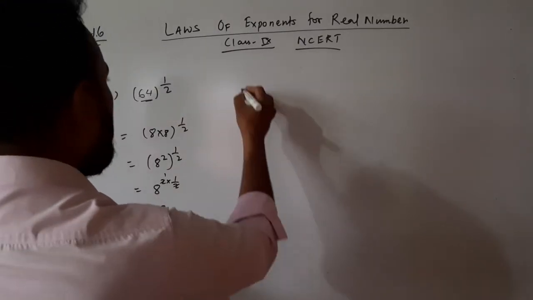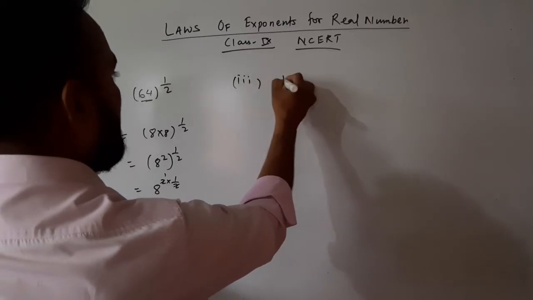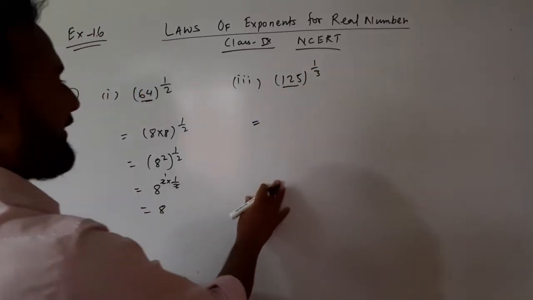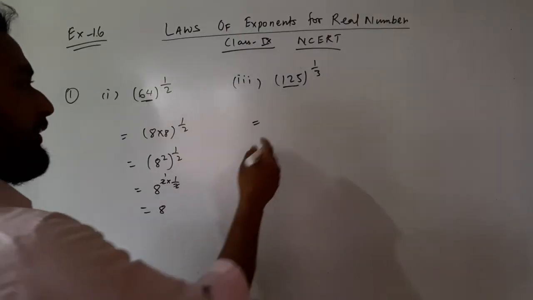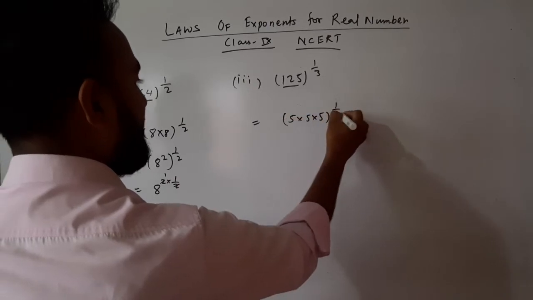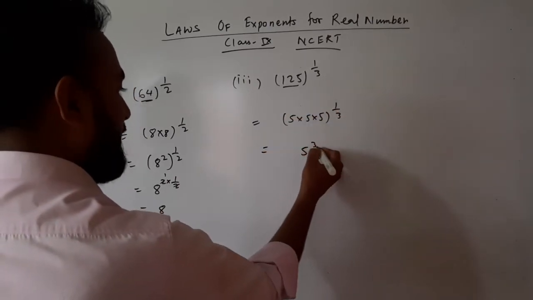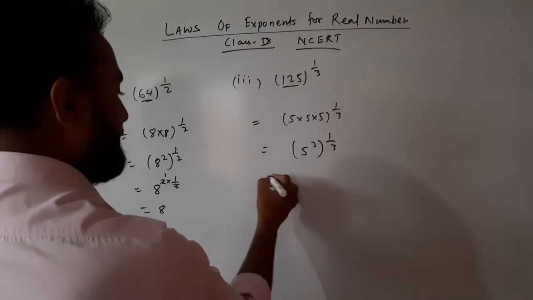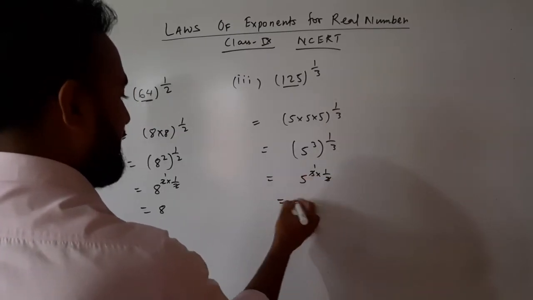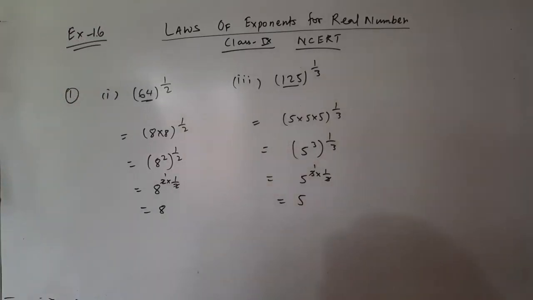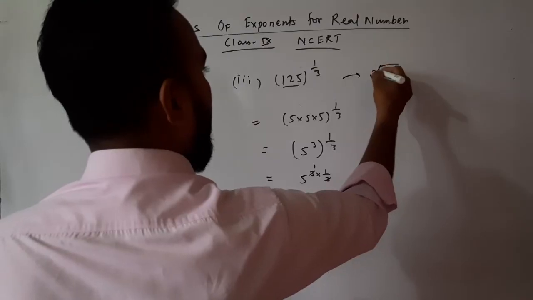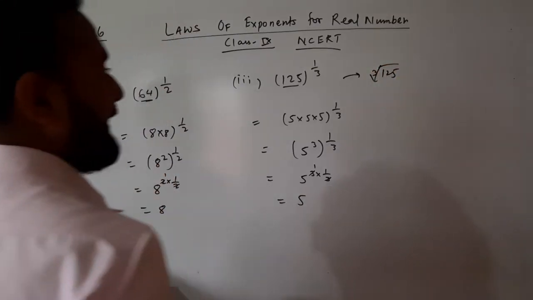Next, question number 3, 125 to the power 1 by 3. Here also find the prime factorization of 125. This will give you 5 into 5 into 5 to the power 1 by 3, that means 5 cubed to the power 1 by 3. So 5 to the power 3 into 1 by 3, 3 into 1 by 3, this will give you 5. ये आपका क्यूबिक रूट भी बोल सकते हो आप.